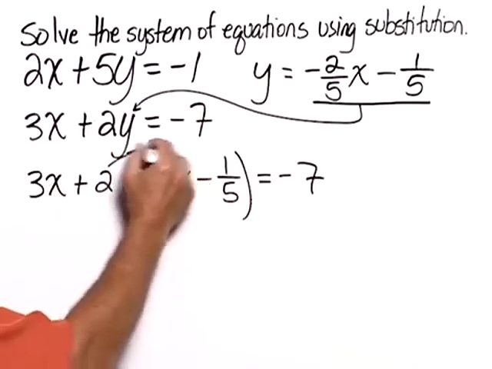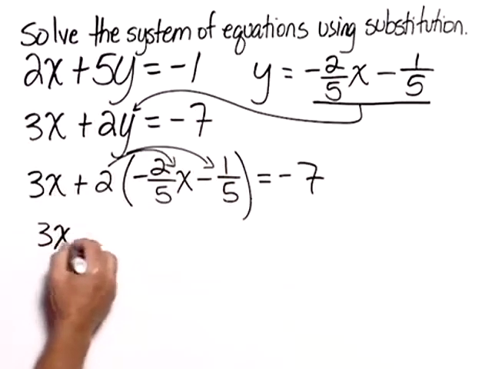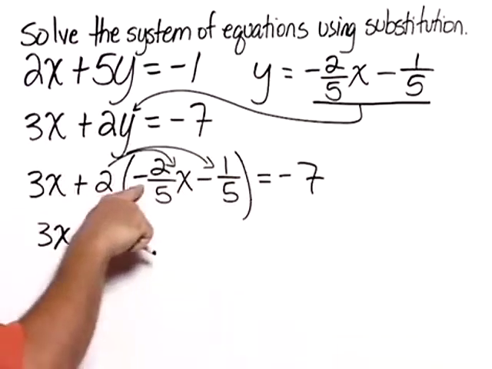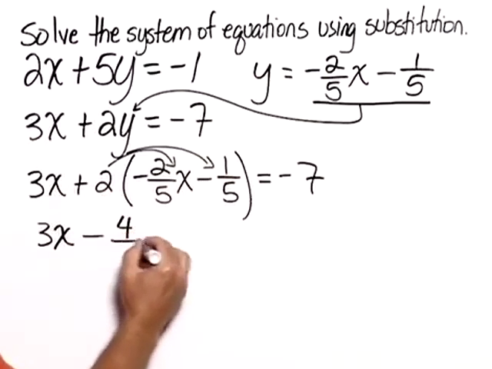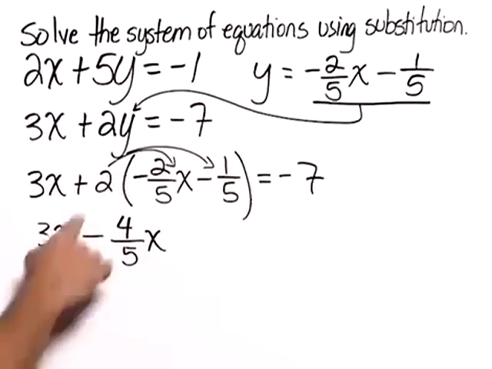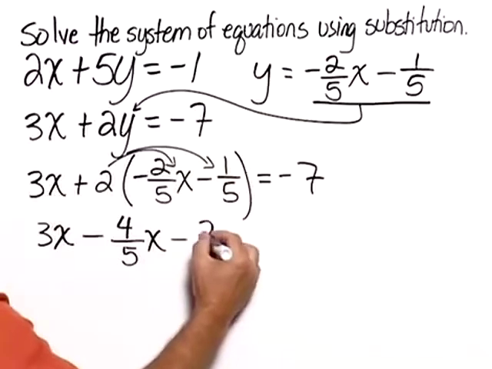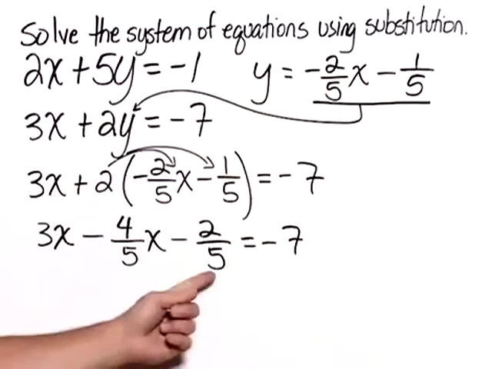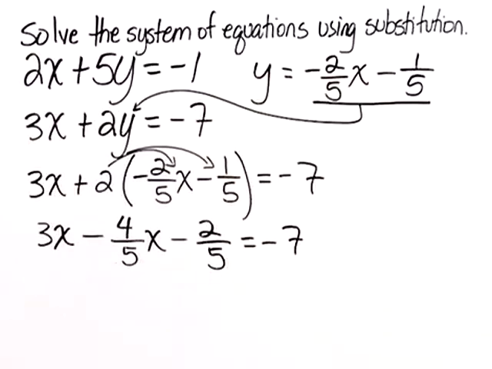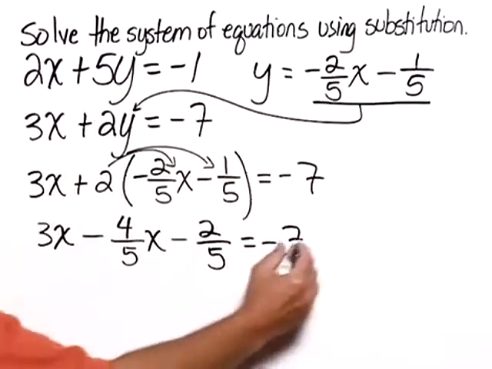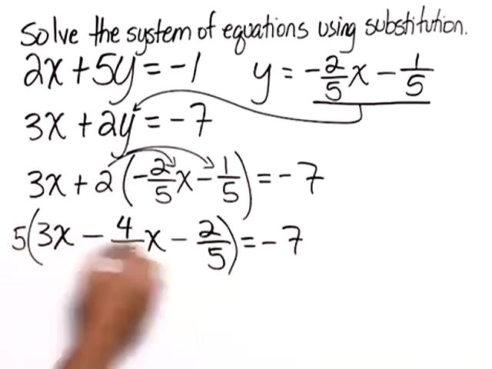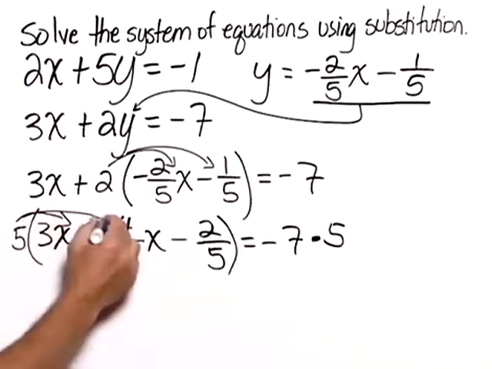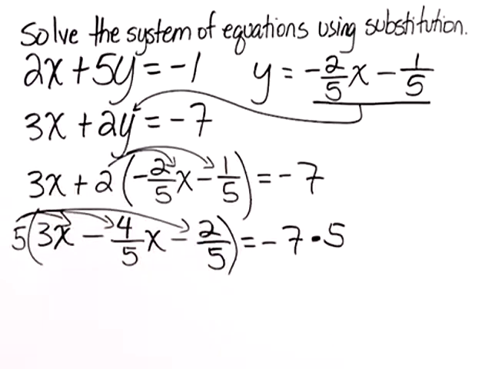Distribute the 2. We have 3x plus, we'll end up with a positive times a negative, so it's -4/5 x. Again, a positive times a negative, so it's -2/5, and that equals -7. Now, with these fractions, it would be good to clear them. To clear them means we need to multiply both sides of the equation by 5. We need to distribute the 5 to each of the terms on the left-hand side.